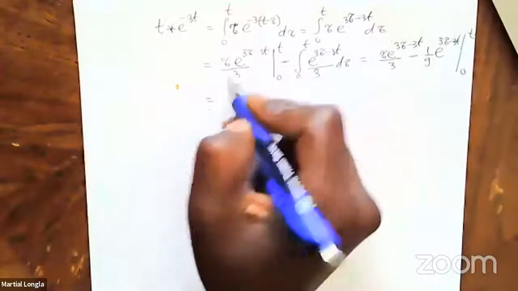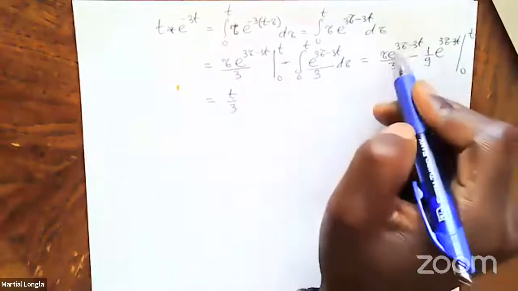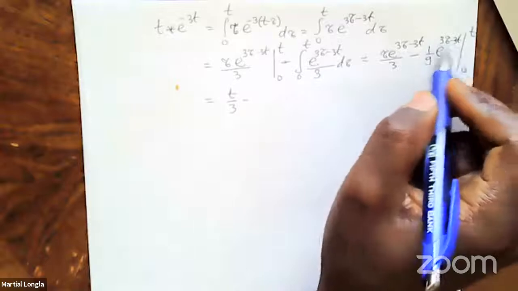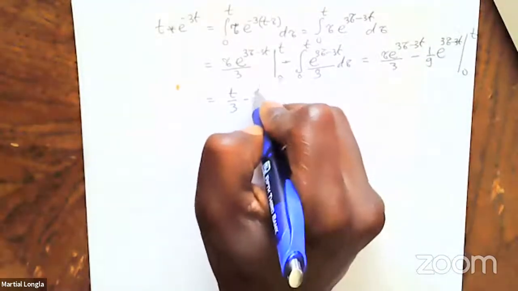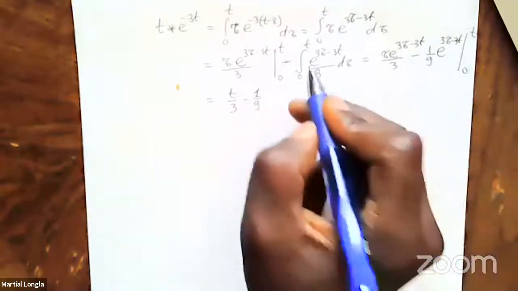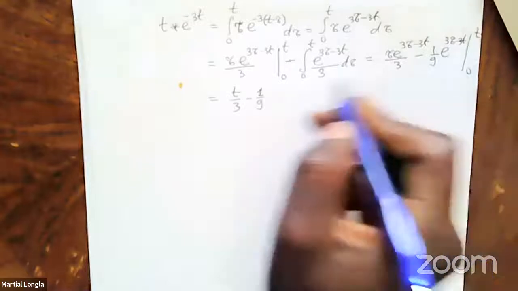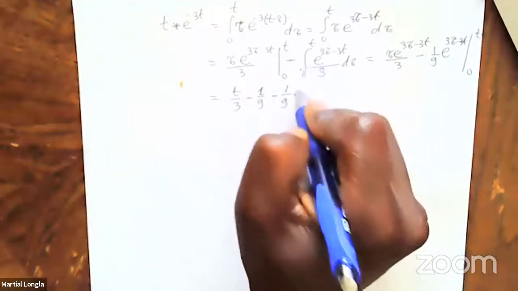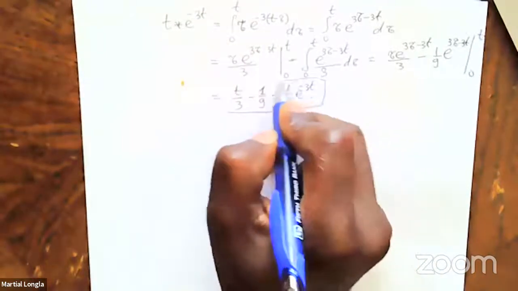You plug in 0, then you plug in t. When you plug in t, you get t over 3. Then e to the 0 is 1 minus, when you plug in t, this is 1/9. Then we plug in 0. This piece is 0. When you plug in 0 here, that's minus 1/9 e to minus 3t. So that's what that convolution is equal to. Simple.